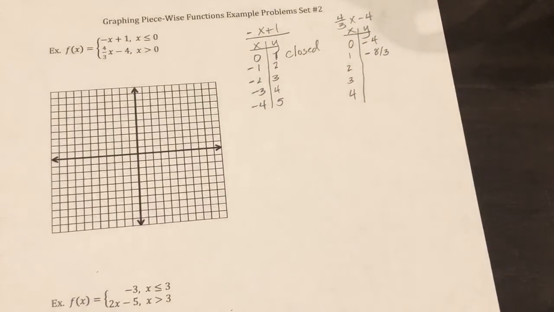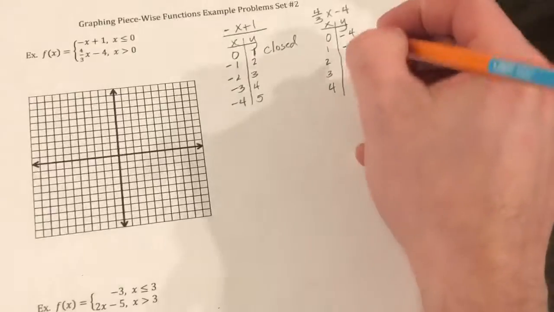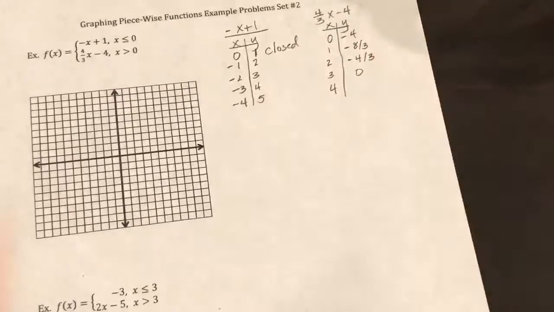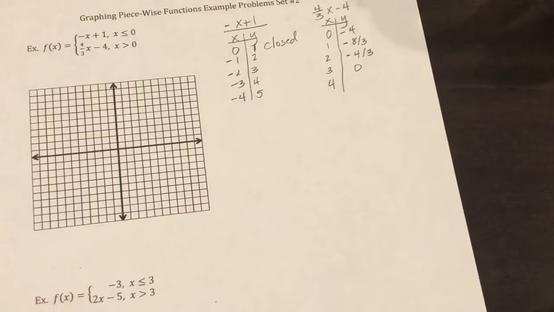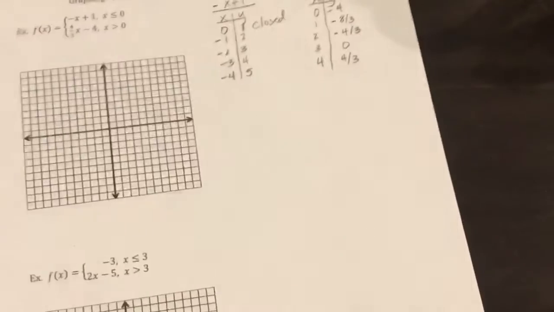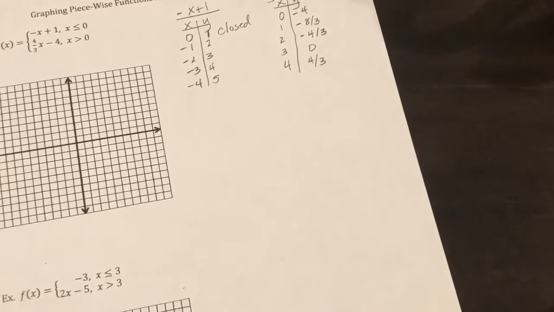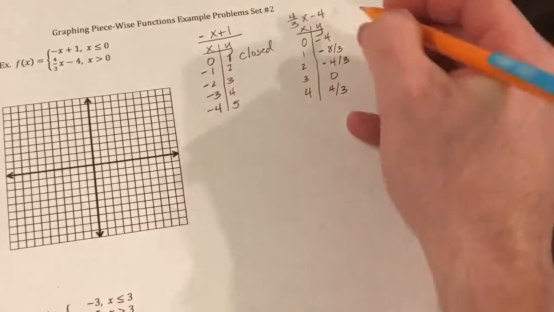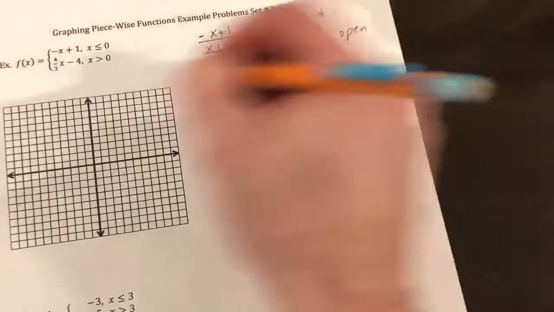Plug in a 2, you get 8/3 minus 4, it's a -4/3. Plug in a 3, you get 0. And you plug in a 4, you should get 16/3 minus 4, it's 4/3. So this is going to be an open point at 0 because it's not equal to.